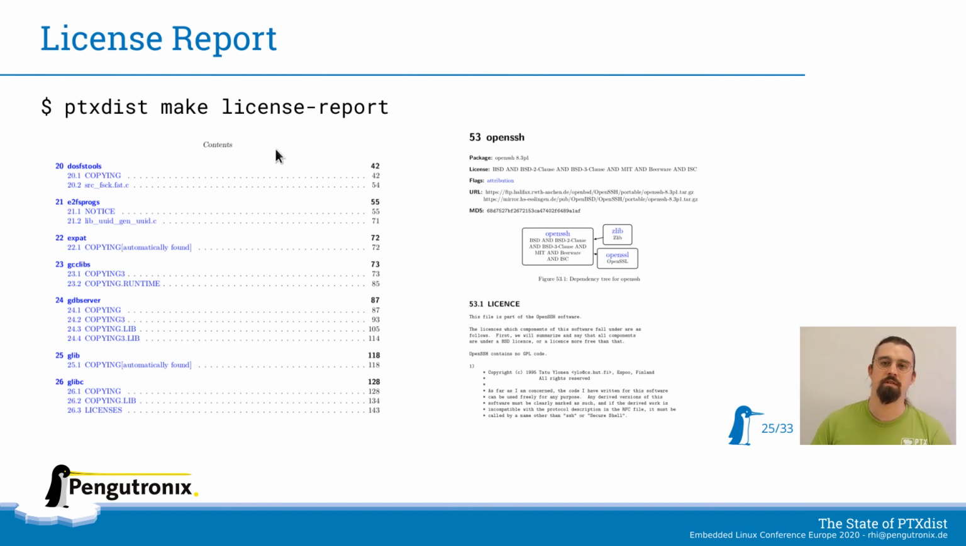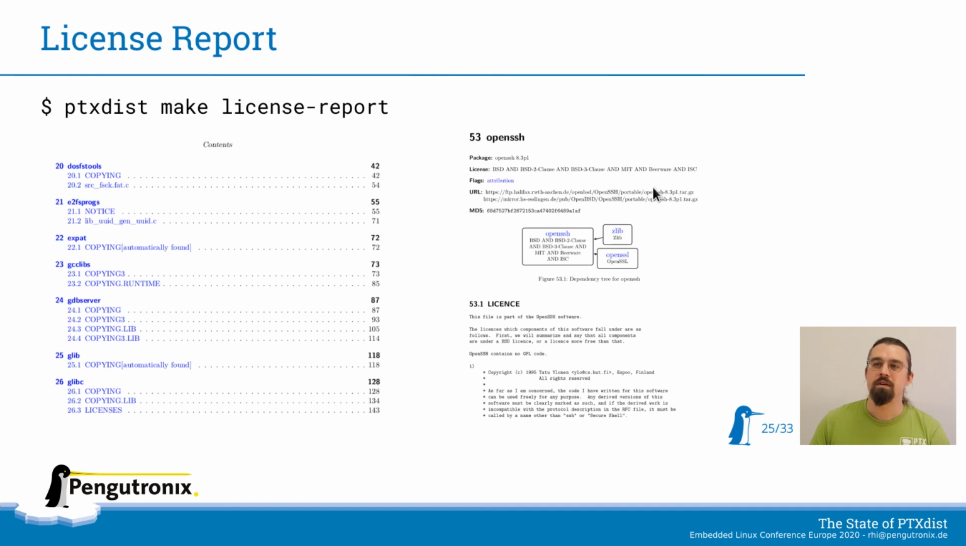And in the next step, you can use this to build a license report for your BSP. You would basically just call ptxdist make license-report, and then it collects all this license material from the available and selected packages and drops them into a nice PDF. So you will see here dosfstools, e2fsprogs, gdbserver, glibc, and the copying files for all of them.